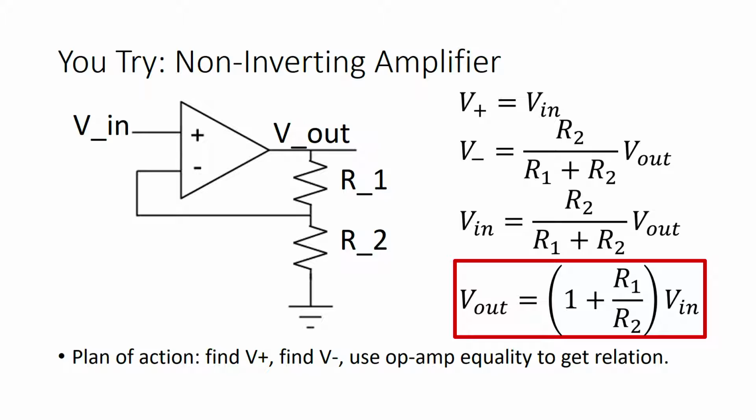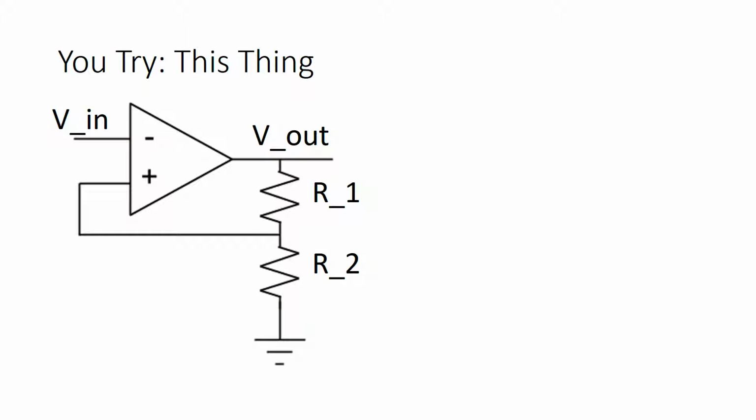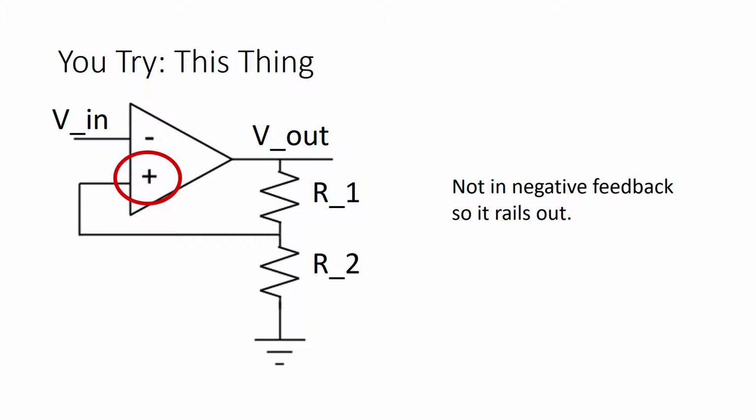You'll note that this value is positive for any resistors that you can pick, which is why this is called a non-inverting amplifier. One last bit of practice for you, which is a little bit of a trick question, but worth your time. Take a minute to try to find the gain of this circuit too. So the trick is that there isn't a gain for this circuit. It's just going to rail out. This is not in negative feedback, so the output should just fly to the positive or negative rail.